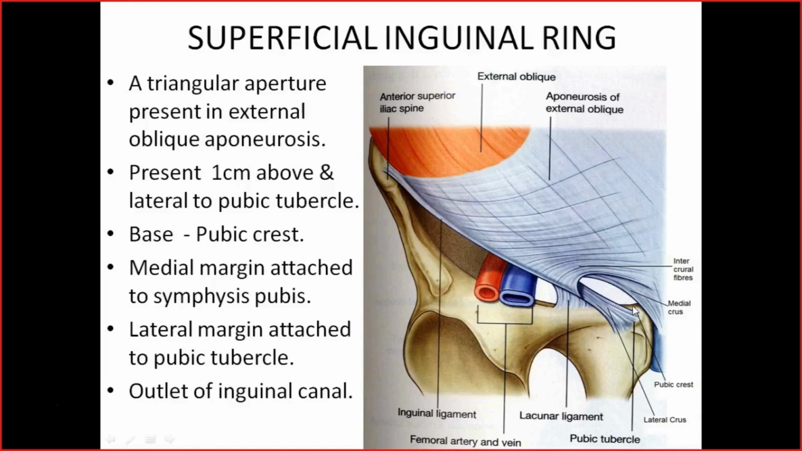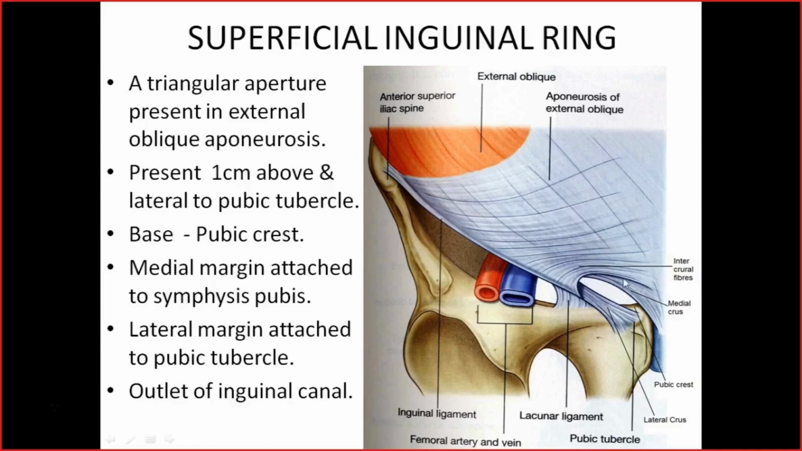Pubic crest, you know, right? Between the pubic tubercle and pubic symphysis you will be having a line. The line which you are seeing here, that we will call as pubic crest. As this is triangular, we have apex and base, and this base is formed by pubic crest. Then we will be having medial margin and lateral margin.